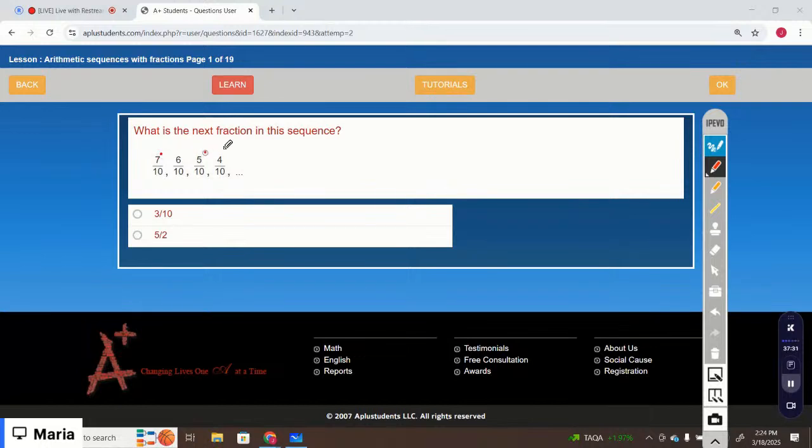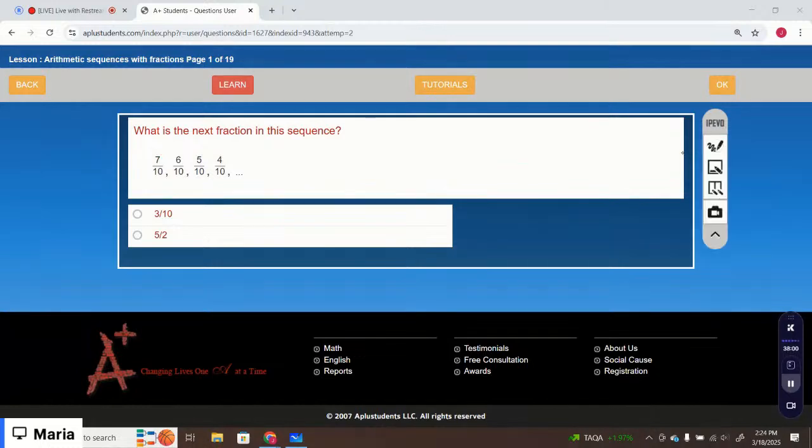7, 6, 5, 4. So the numerator is decreasing by 1. So 7, 6, 5, 4, after 4 that would be 3, and 3 over 10. That would be 3 by 10. Option number 1 is the correct option.